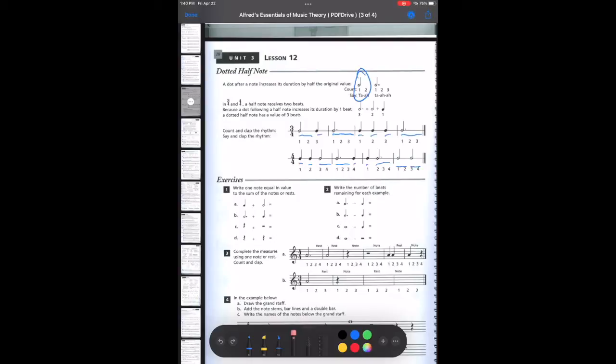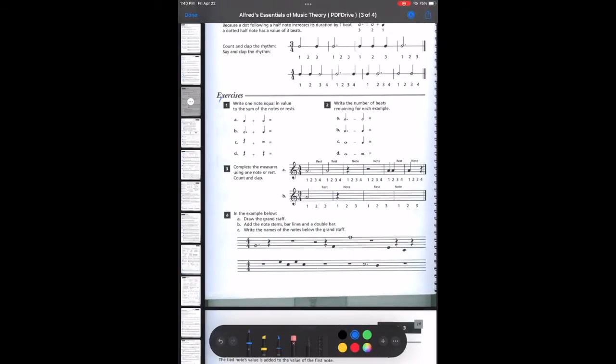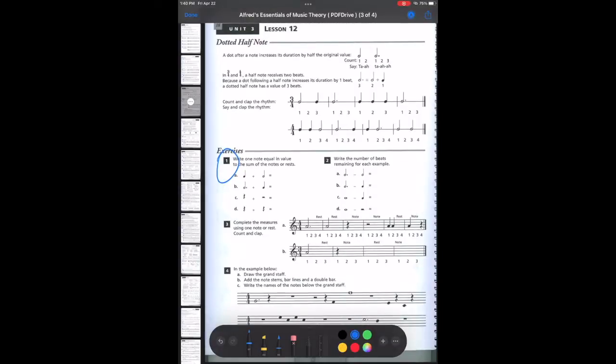Oopsie, that's not what I meant to do. All right. The exercises. Number 1 says write one note equal in value to the sum of the notes or rests. So what it's trying to say is do math. What you need to start with is this note right here is 1 beat. This note right here is 2 beats. 1 plus 2 equals 3.